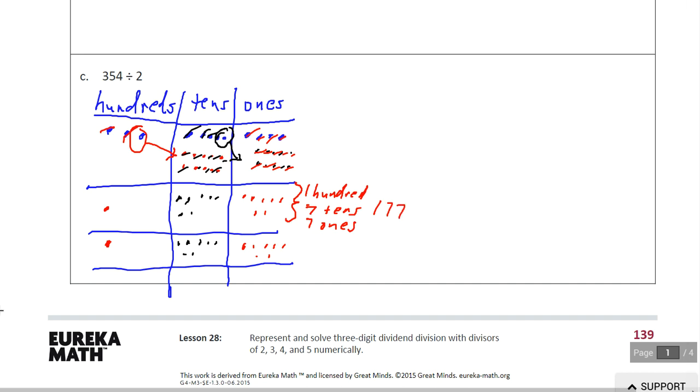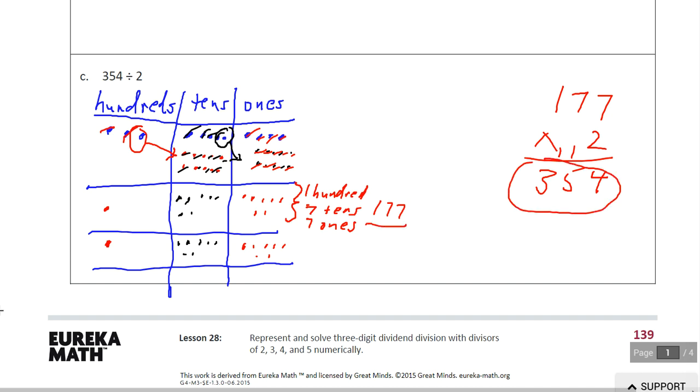I like doing the standard algorithm, but let's just go ahead and check that by multiplication. 177 times 2. 7 times 2 is 14. 7 times 2 is 14, and 1 is 15. 354, that's what we started with. So the answer is indeed 177.